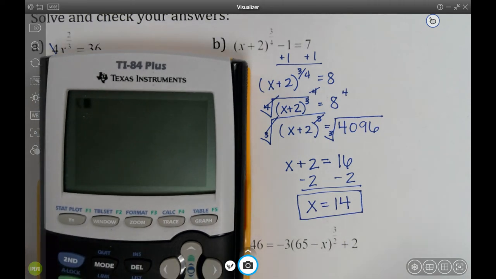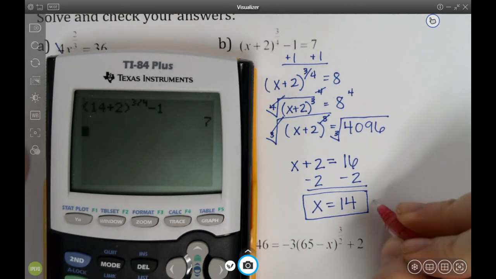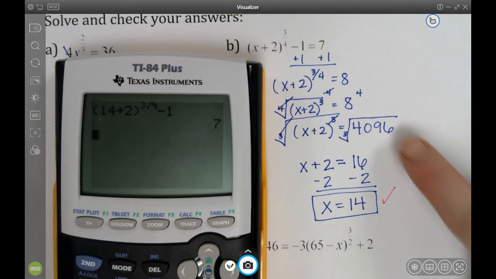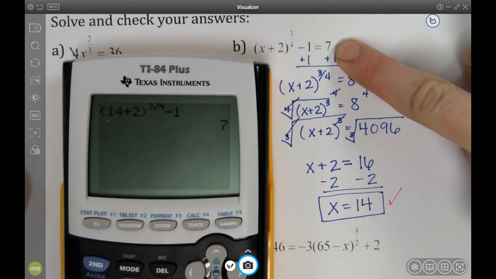All right, so I have 14 plus 2 raised to the 3/4 power minus 1, and it does equal 7. Which is what the right side equals on my original problem.